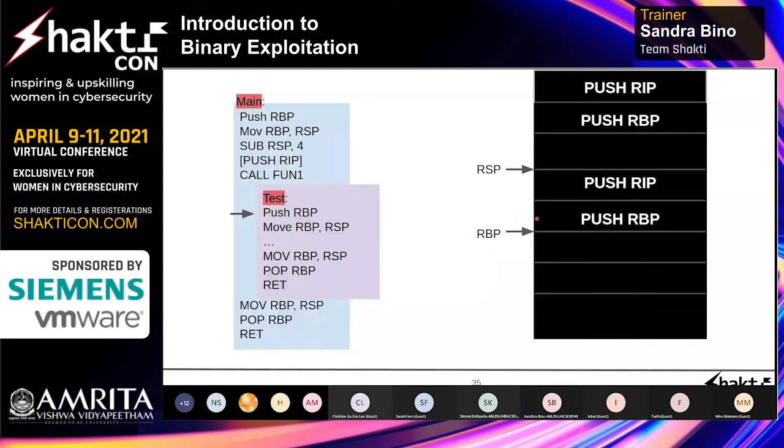So after the RBP is pushed, we tell the RSP, okay, hey RSP, we are going to the next function, and now the next set of variables have to be stored below me, so that I know the variables of this function are stored specifically with respect to this function's top.